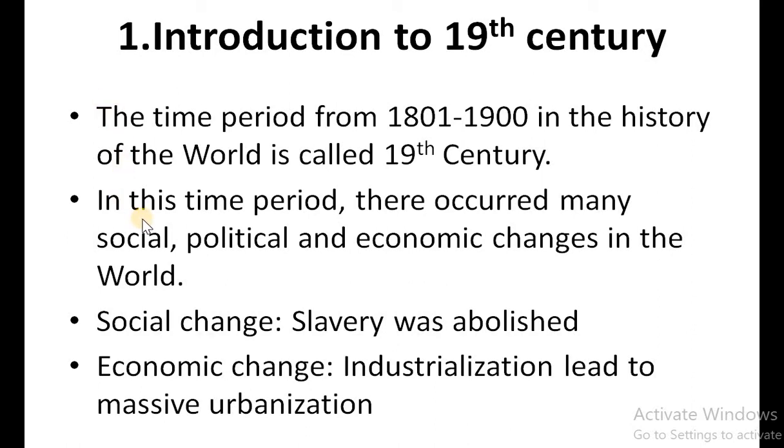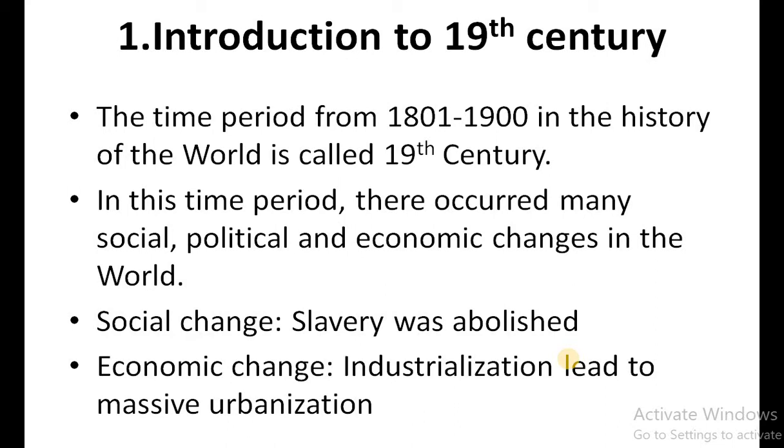Okay, in this time period there occurred many social, political, and economic changes in the world. Yes, three types of changes, although there were other changes as well. For example, changes occurred at the scientific and technological level, but we are not going to discuss that particularly. We are going to discuss the main changes which took place at this time. All right, social change. Which type of change took place? That slavery was abolished.